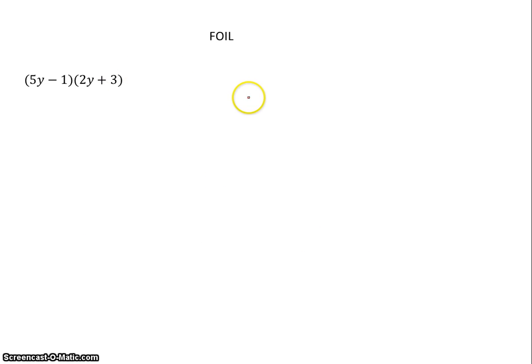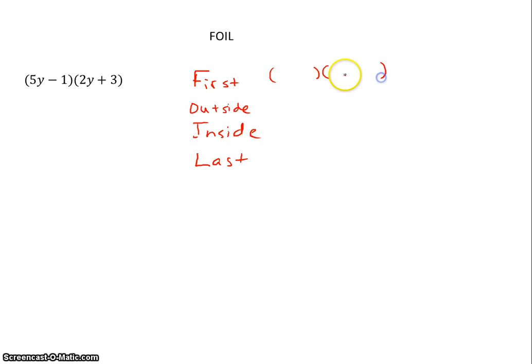last one. This is the FOIL method. And what the FOIL method does is make sure that 5y is multiplied by both this, and this, and this negative 1 is multiplied by this and this. And this is just a way to keep track of that. And what FOIL stands for is first, outside, inside, and last. And first, what they're talking about is this 5y and 2y.